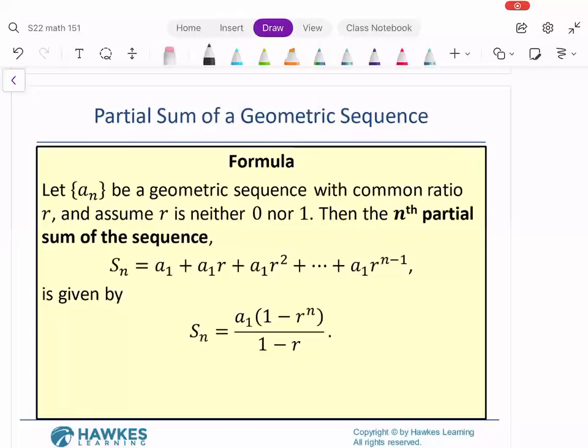Just like we can find the partial sum of an arithmetic sequence, we can find the partial sum of a geometric sequence using the following formula. If we have some geometric sequence, and remember, it has to be a geometric sequence with a common ratio, and we're going to assume that that common ratio is neither 0 or 1, then that partial sum of the sequence is calculated by the first term times 1 minus r to the n over 1 minus r.